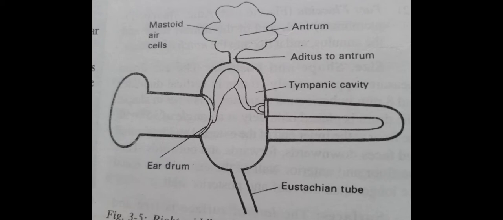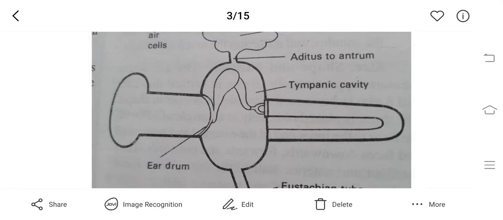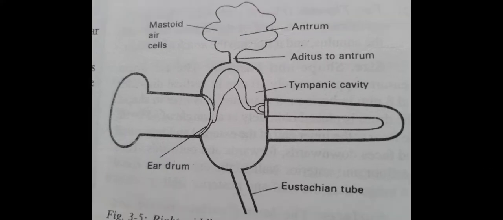The next part is the tympanic membrane. This is the tympanic membrane, or you can say eardrum. The tympanic membrane is very thin. It is a translucent disc, and it is situated between the external and middle ear. Between the external and middle ear, there is a membrane that is called the tympanic membrane, or it is also called the eardrum.